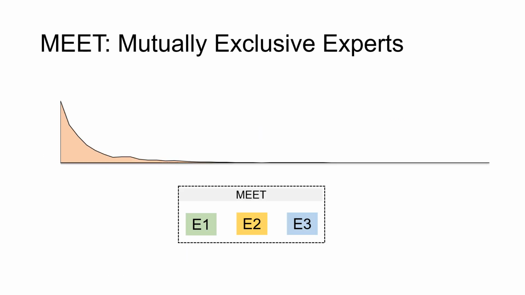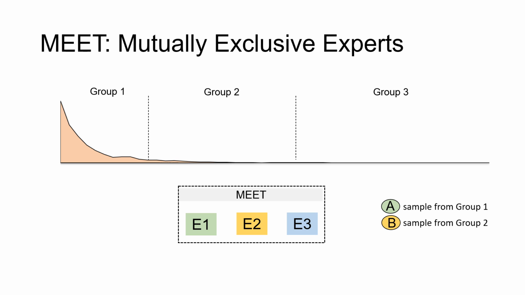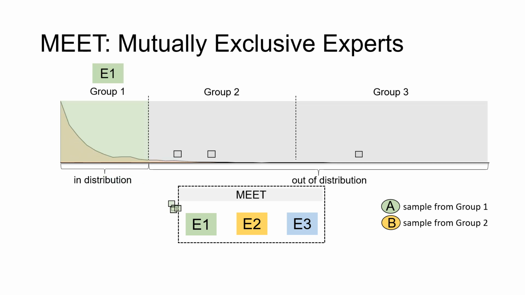To further debias V2, we propose MEET, Mutually Exclusive Expert Learning Setup. It starts with splitting the dataset, sorted based on its predicate frequency distribution, into multiple groups. Let's consider three experts with sample A from group 1 and sample B from group 2. Expert 1 is trained on in-distribution samples from group 1 and out-of-distribution samples from groups 2 and 3. Expert 1 predicts a relation for A while B is out of its classification space.